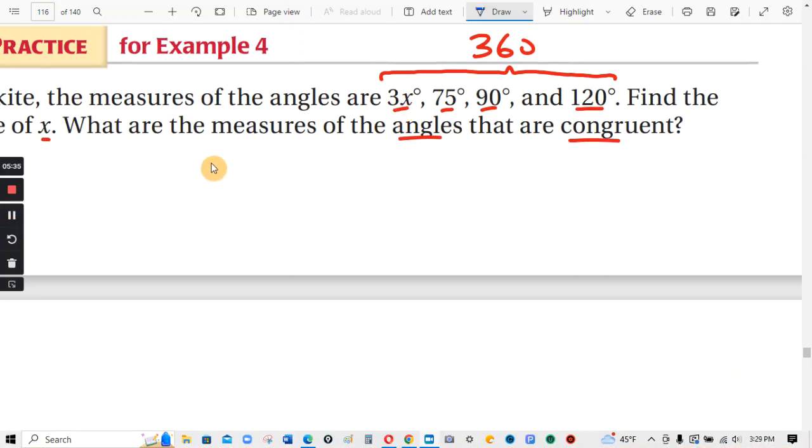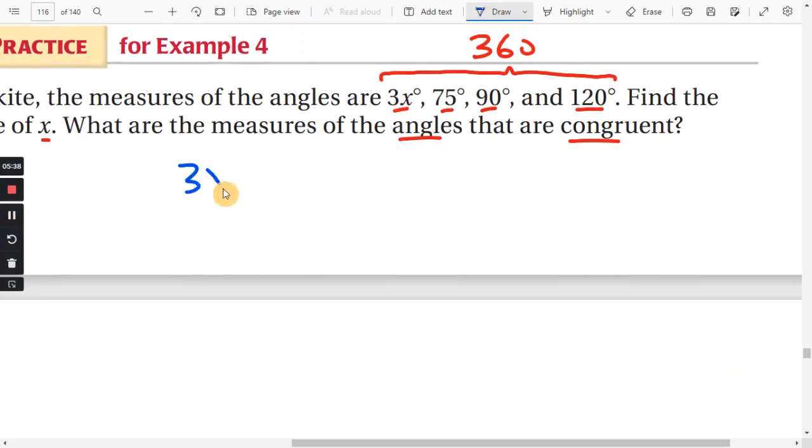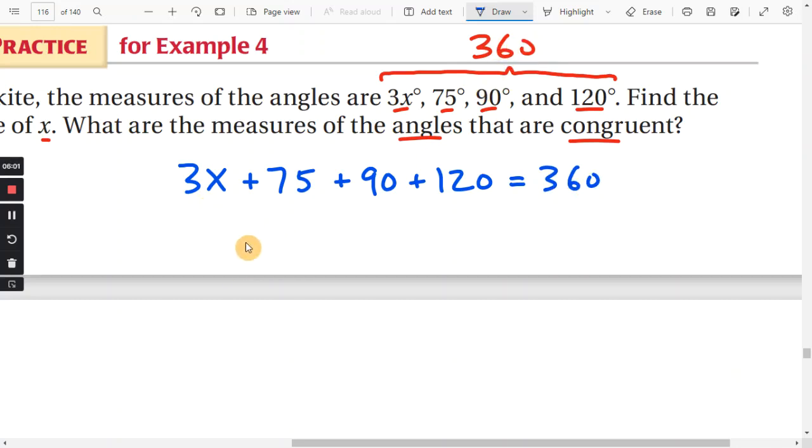So adding them up, we have 3x, we have 75, we have 90, and we have 120. And combined, they equal 360. By the way, that's the interior angle measurement for any quadrilateral, not just kites. Anything with 4 sides. All right, we have 3x, and combining like terms, 90 plus 120 is 210, plus 75 is going to be 285. And that equals 360.